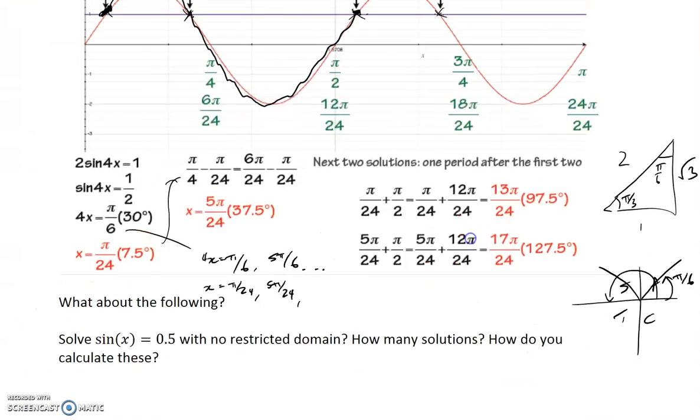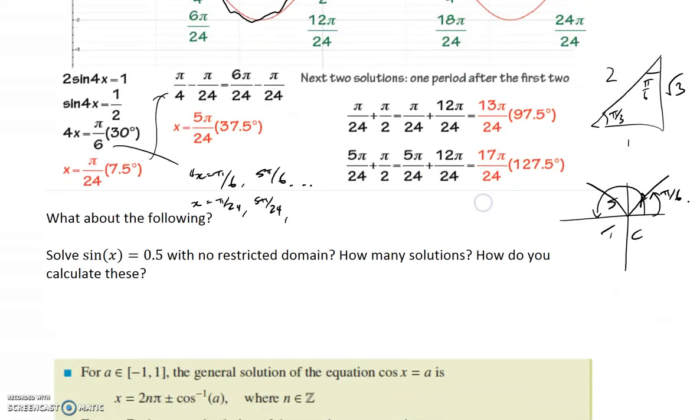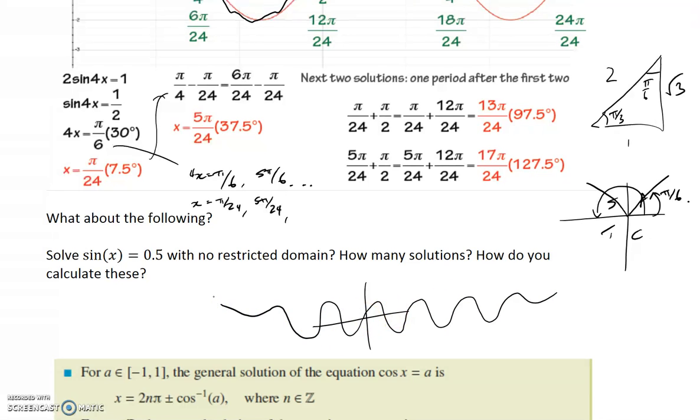But what happens if there's no restricted domain? You know, how many solutions are there? There's actually an infinite number of solutions. Your sine graph looks like this, and it goes the other way as well. And then you have, you know, a line that goes through.